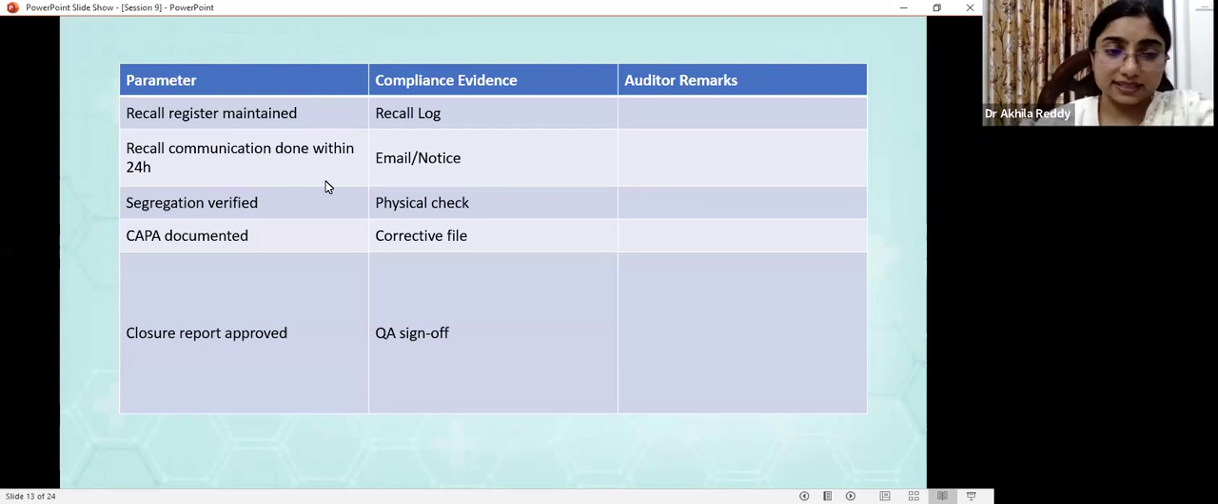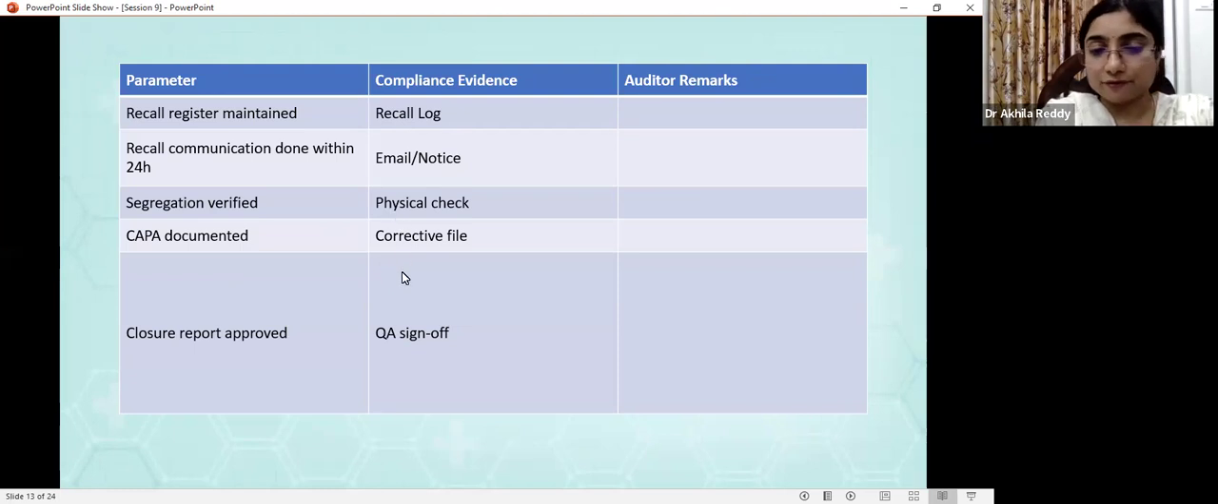And the next parameter is segregation verified. If any segregation verification has been done or not, then immediately the physical check should be done. They say that yes, we have segregated as per the protocol. Then what you are supposed to do is check physically whether it really got removed in the hospital or not.